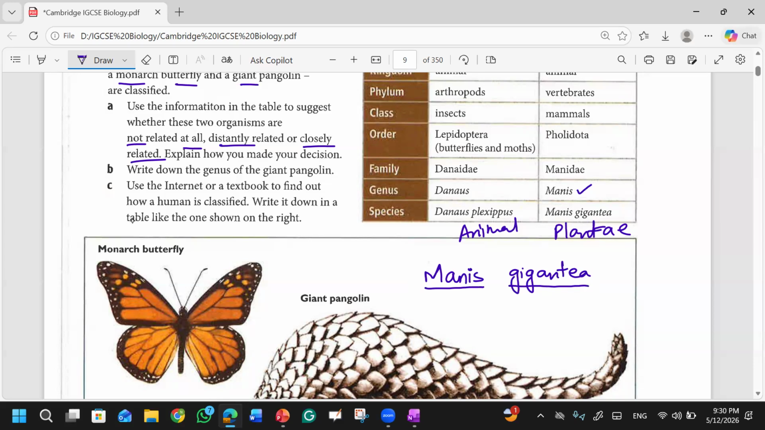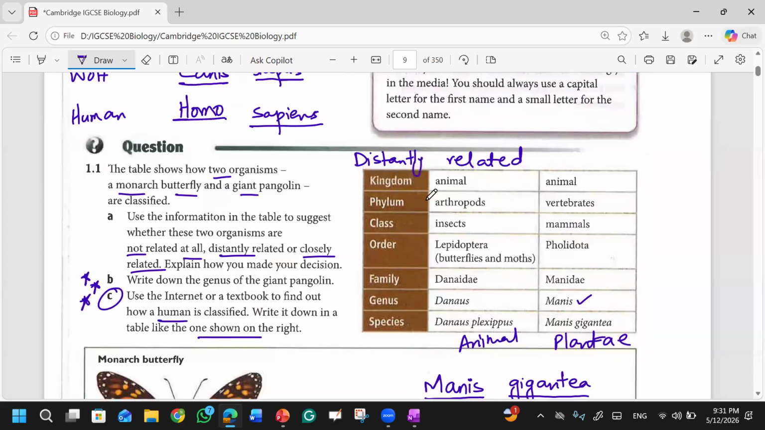Clear? Then in part C, use the internet or a textbook to find out how a human is classified. Write down its table like the one shown on the right. Now this is your task, part C. You need to make a table like this. What is the kingdom of the human being? What is the phylum of the human being? Class of the human, order, family, genus, species. Clear? You can do this from the internet or from your book.